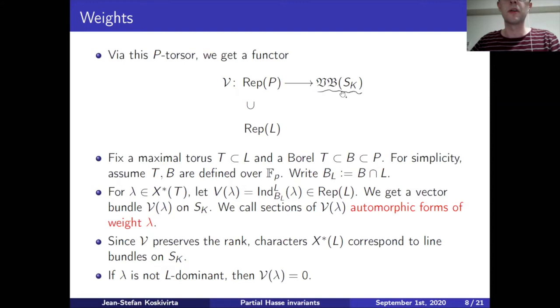What happened here? This denotes the category of vector bundles on the Shimura variety S_K. I don't know what happened. There is some line that appeared on my screen.